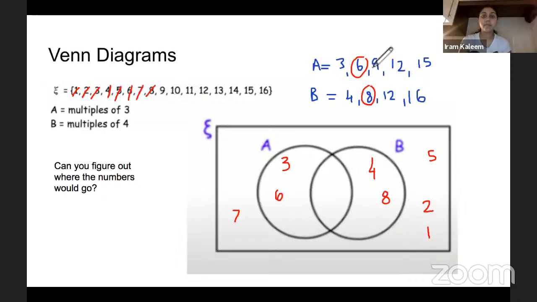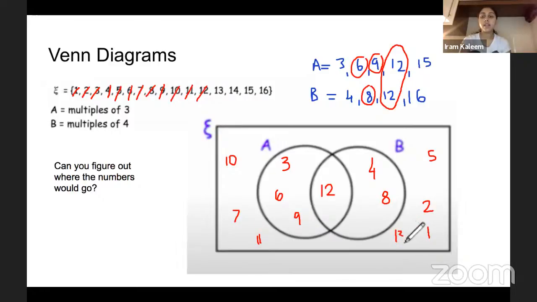9 is a multiple of 3. It's in the 3 times table, so it goes in group A. 10, neither, so it goes outside. 11, neither, so it goes outside. 12. Now, if I look here, I can see that 12 is in both. It's a multiple of 3 and it's a multiple of 4, because in fact, 3 times 4 is 12. So I'm going to put this in the middle. 12 is a multiple of 3 and it's a multiple of 4. It's in both.